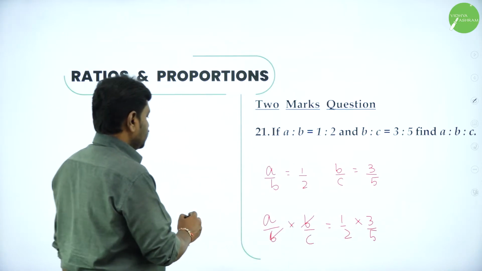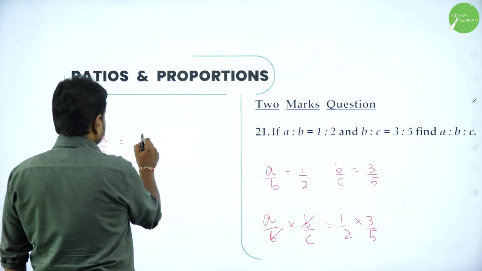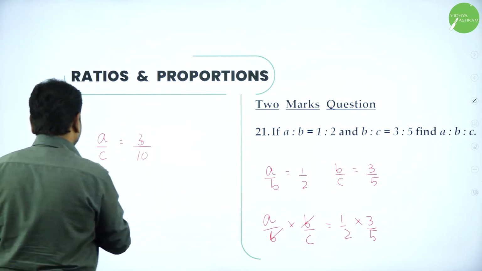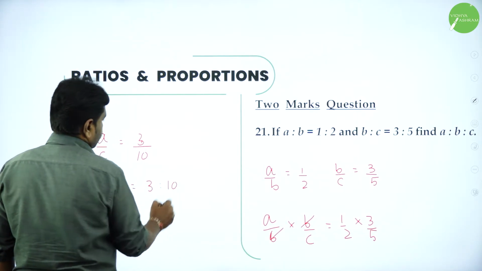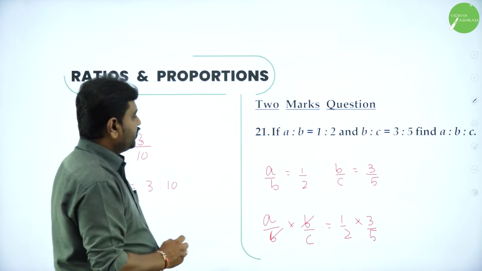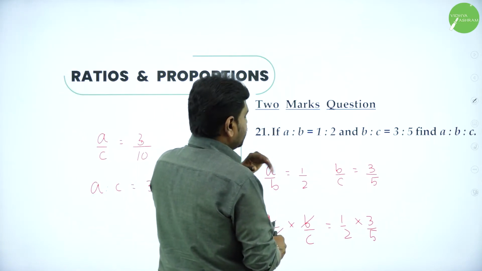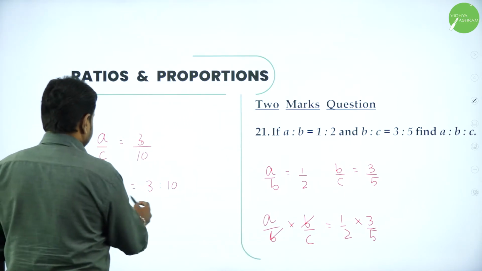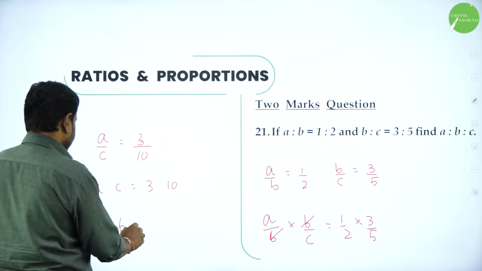What is A is to C? A is to C is half into 3 by 10, so therefore A is to C is 3 is to 10. Now we need A is to B, we have 1 by 2, and B is to C, we have 3 by 5. Now we want A is to B is to C. A is to C is 3 is to 10. But they want A is to B is to C.